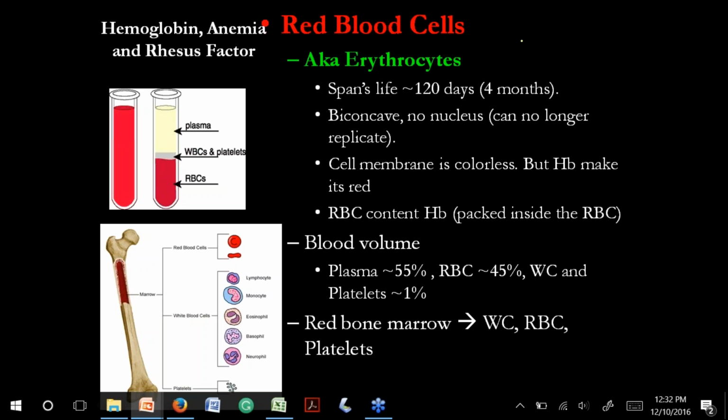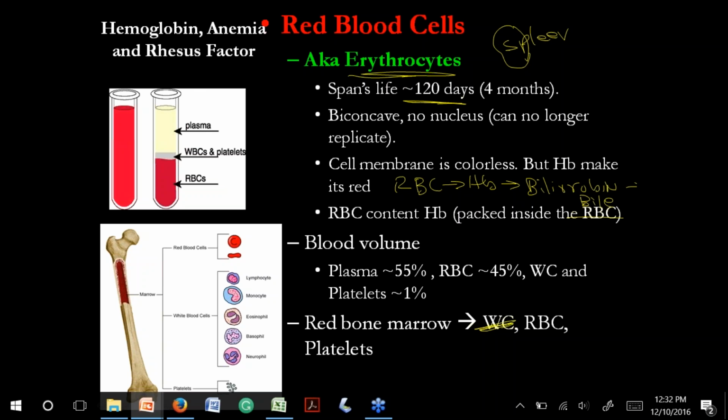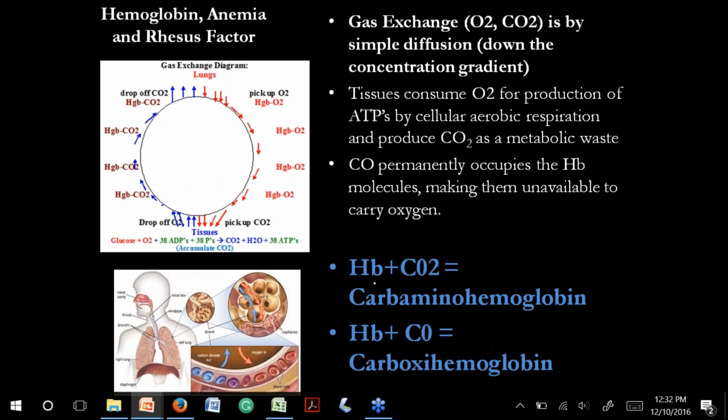Okay, perfect. So we have red blood cells. The other name is erythrocytes. 120 days. They're going to die in the spleen, right? Remember the red blood cells release the hemoglobin. The hemoglobin is going to release the bilirubin. Okay, and the bilirubin goes to the bile. The red bone marrow produces 3 lines: white cells, red blood cells, and platelets.